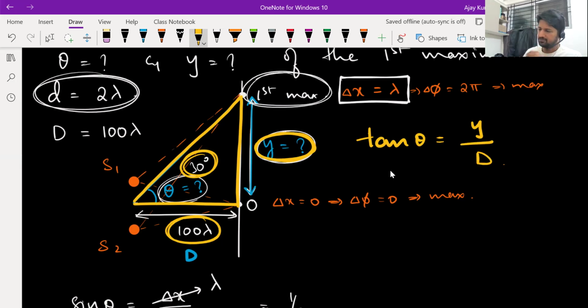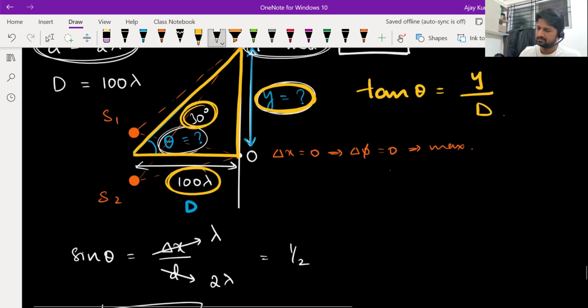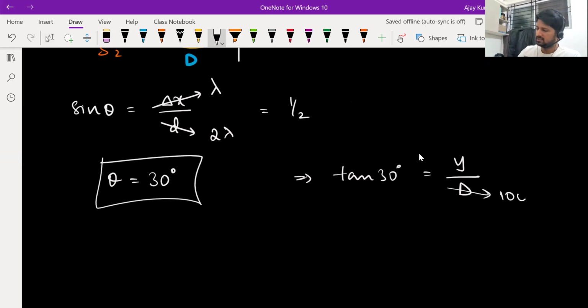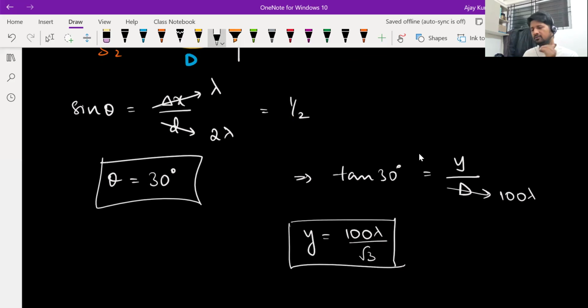Simple. We found that theta is 30 degrees here. Therefore, tan 30 degrees should be the y coordinate of the first maximum divided by the distance between the sources and the screen. Distance between sources and screen is given as 100 lambda. Therefore, the y coordinate of the first maximum will be 100 lambda into tan 30. Tan 30 is 1 by root 3. That's all. So even if the small angle approximation is not valid, you can tell the distance at which you can find the maximum and minimum. Clear?